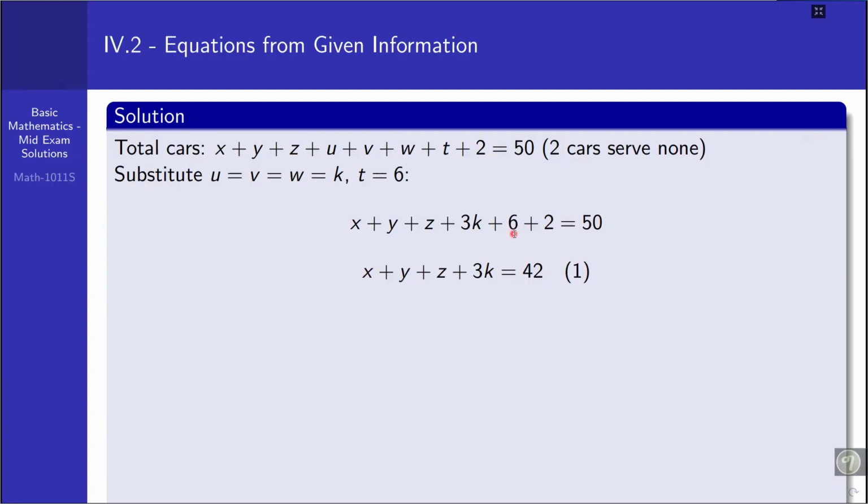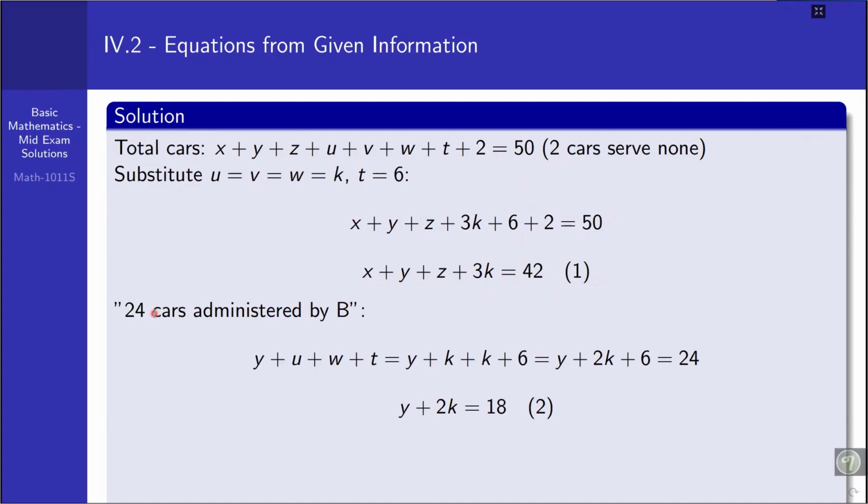That is the number of cars in the 3 departments. 6 plus 2, which is neither of the 3, is equal to 50. So from this we have 8. If we take this and subtract it from 50, we have X plus Y plus Z plus 3K is equal to 42. Let's call this the first equation.